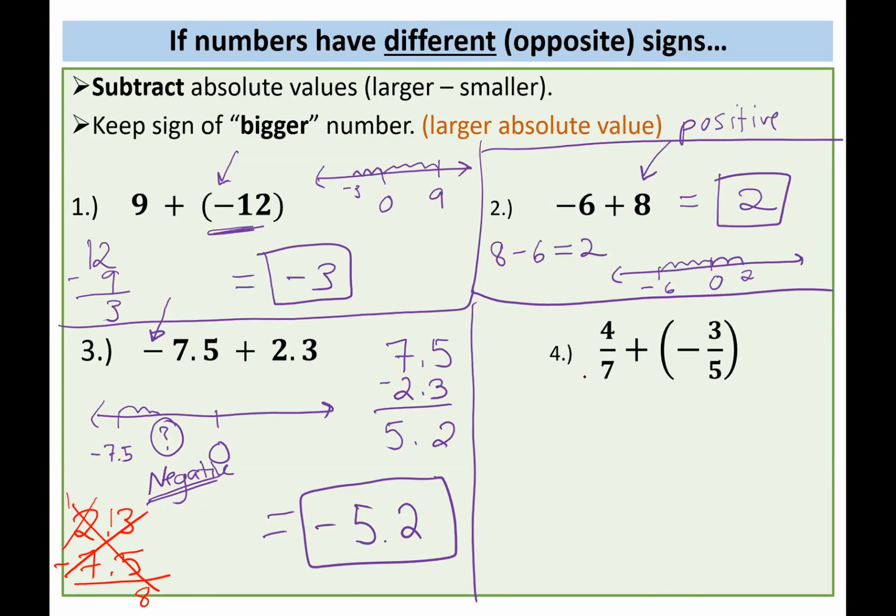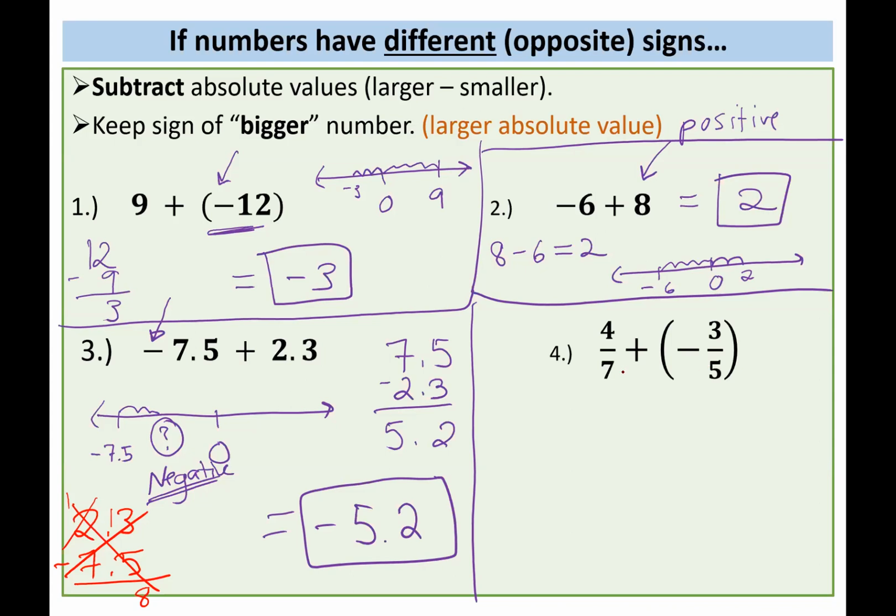All right, we've made it to number 4. This is a fraction problem. 4/7 plus negative 3/5. It is hard to tell which of these is bigger or smaller because the denominators are not the same. But we do know that the signs are different, so we know we will be subtracting and then keeping the sign of the bigger number. So let's just worry about either adding or subtracting. We're going to need a common denominator either way.